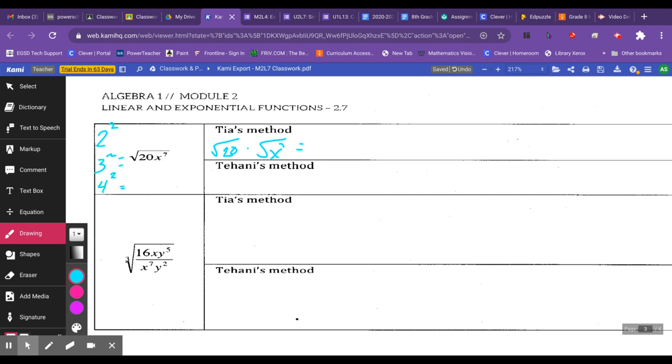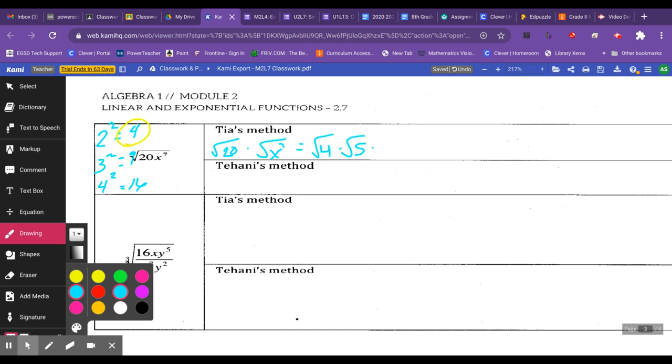I just start with these guys. So 4, 9, 16. Which one works? 4 goes into 20 evenly. So I'm going to change this into the square root of 4 times 5, which is 20.